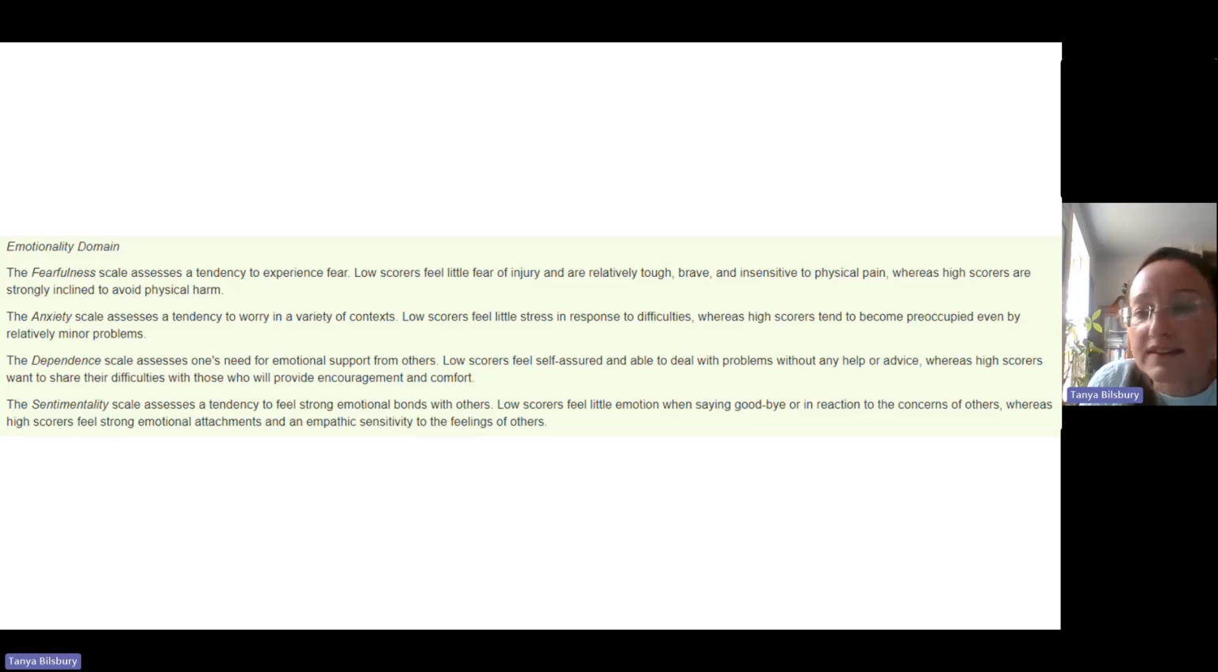So somebody who's not sentimental wouldn't cry over saying goodbye. No, they don't need a Valentine's card. And then somebody who is high in sentimentality would have this very empathetic sensitivity to the feelings of others. They would feel other people's feelings.